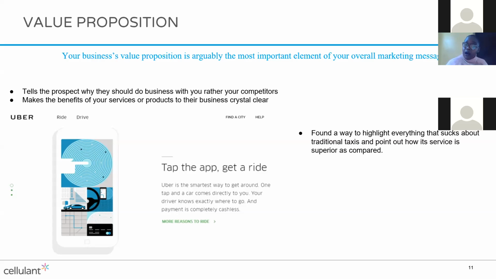One tap and a car comes directly to you, and your driver knows exactly where to go, and payment is completely cashless. So in this short statement, this is Uber's value proposition. And Uber found a way to highlight everything that sucks about taking a traditional taxi and point out how their service is superior as compared to that, without directly coming right out and saying taxis suck.